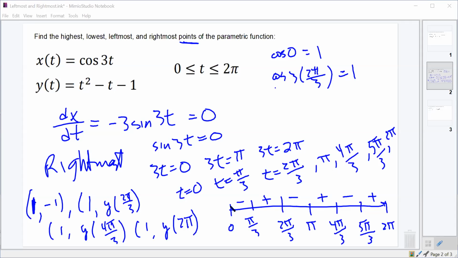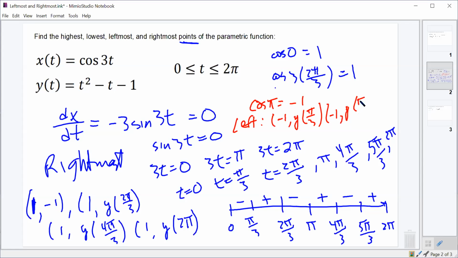Okay. All right, so for our leftmost, I'm imagining you guys will agree with me that the cosine of 3 times pi over 3 and the cosine of 3 times pi and the cosine of 3 times 5 pi over 3 are all going to be the same. So what's the cosine of pi? Cosine of pi is -1, right? So our leftmost points are all going to end up being the same. They'll be -1, comma, y of pi over 3 and -1, comma, y of pi and -1, comma, y of 5 pi over 3. Everybody good with leftmost and rightmost there?